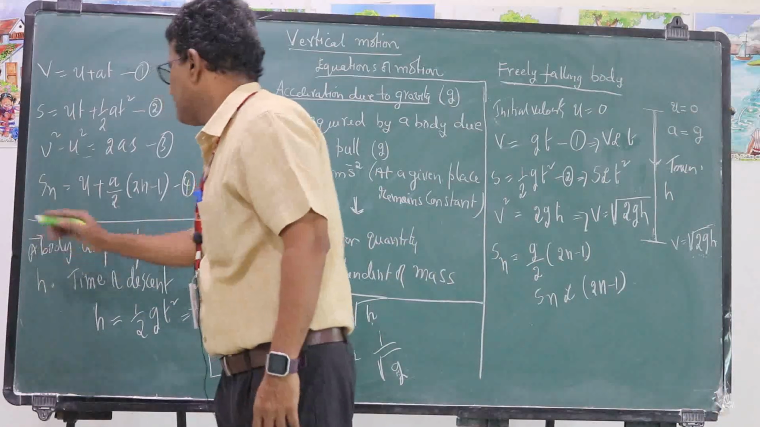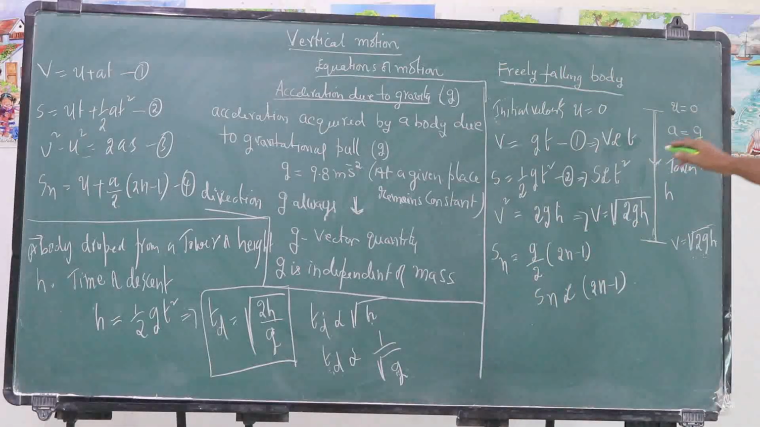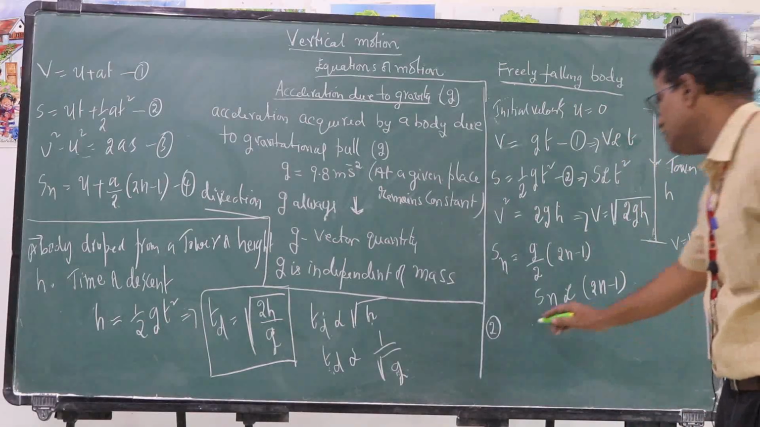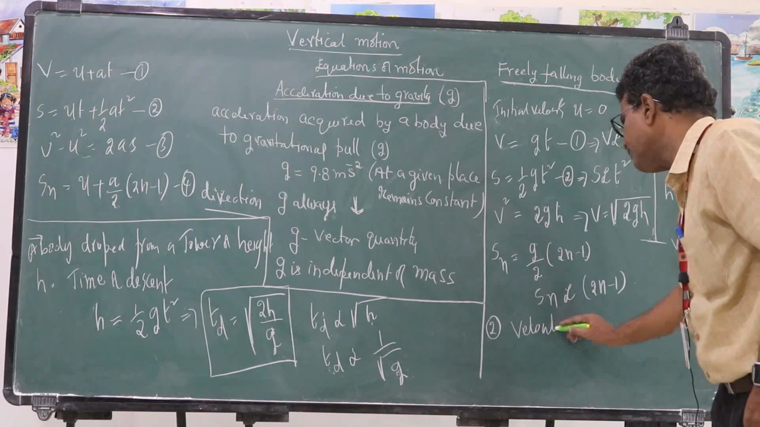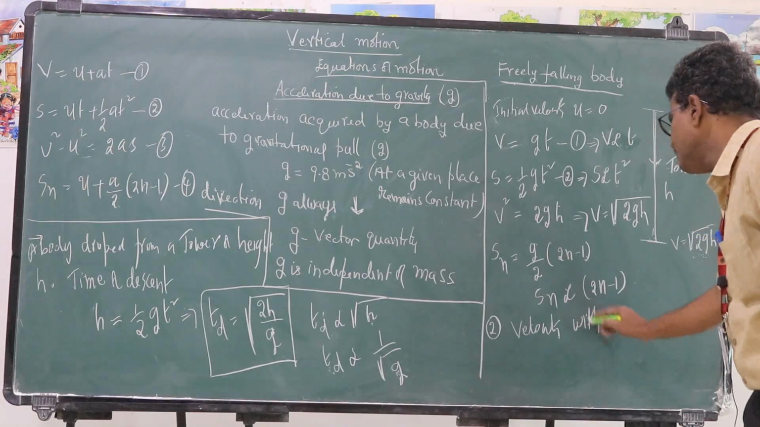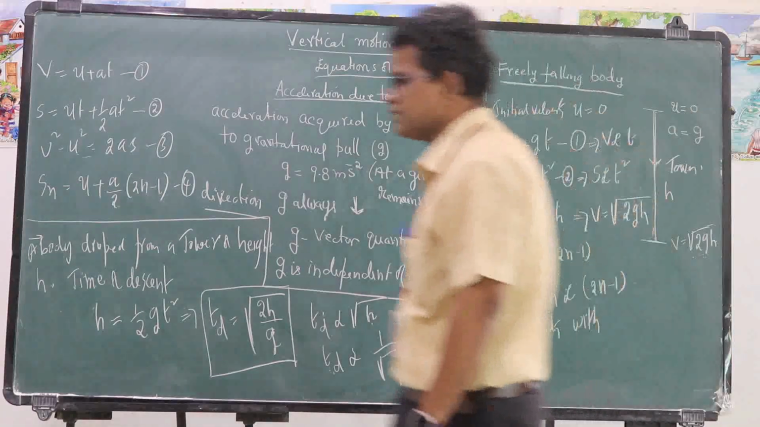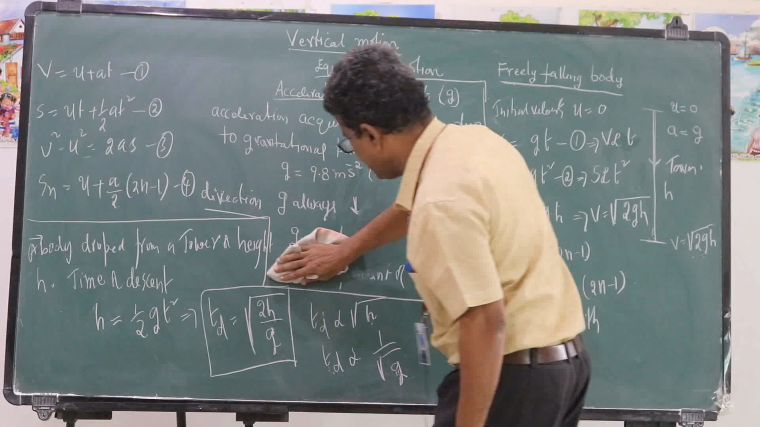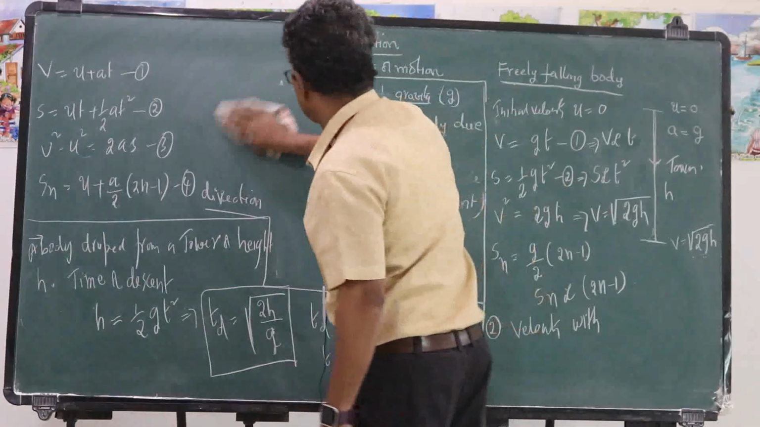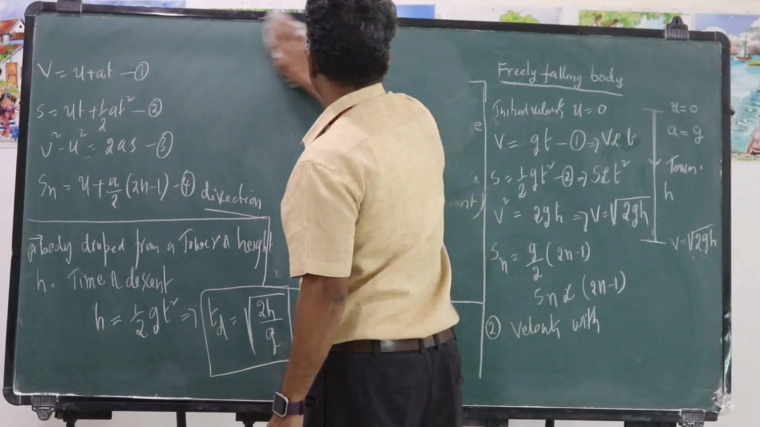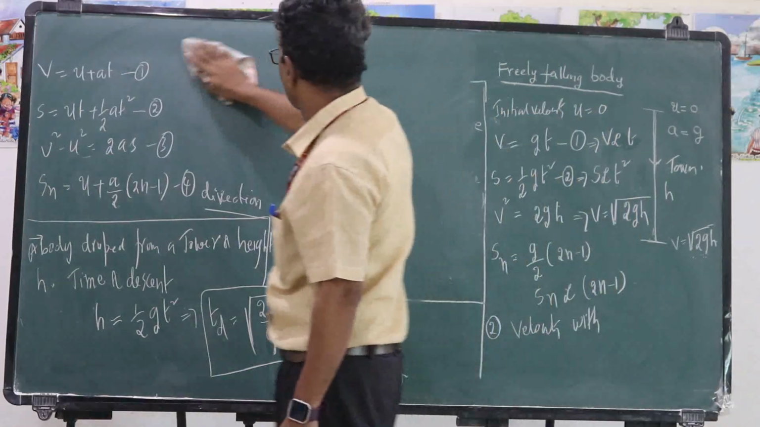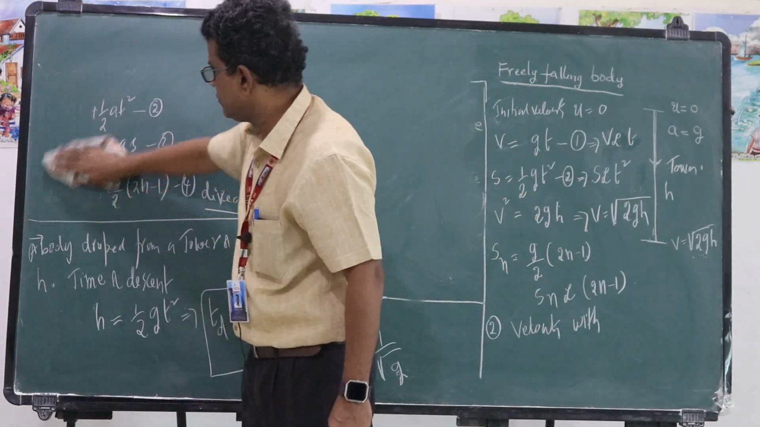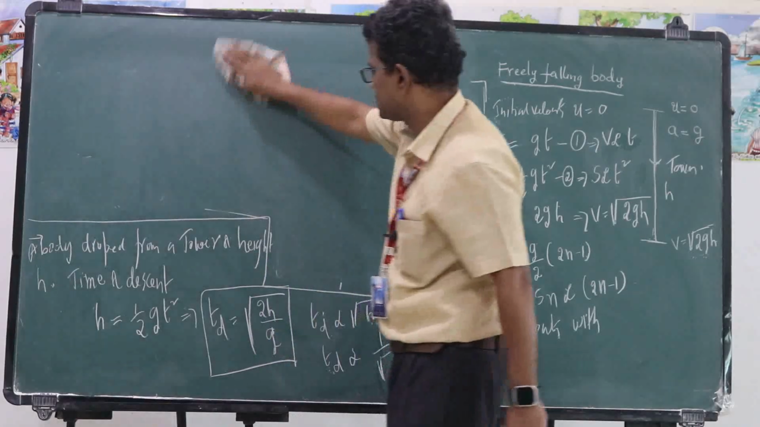A body is dropped, with what velocity? Second point. With what velocity will it hit the ground? The velocity with which it hits the ground is square root of 2gh. So I will write here. We are discussing a freely falling body, and we are applying these equations of motion to the freely falling body that we discussed.